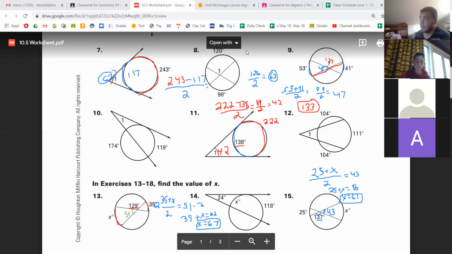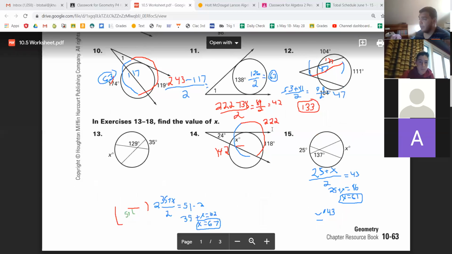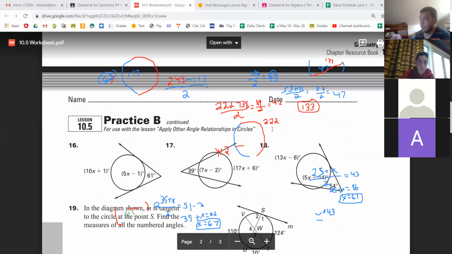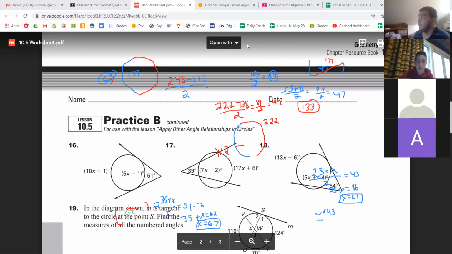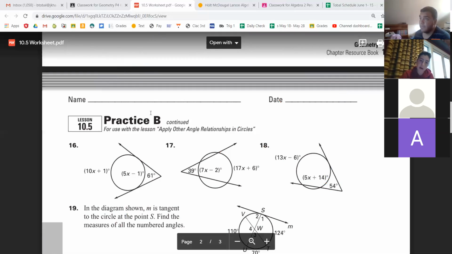Okay. Let me clear this up. So I have space for the next one. I'm going to do number 16, and I'm going to pick one of these to be your exit ticket. So we'll see which one it is. But number 16, same setup.